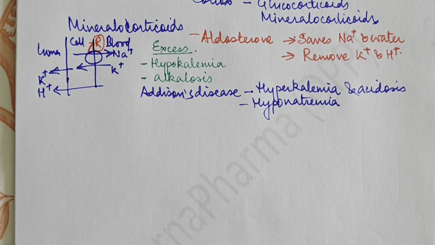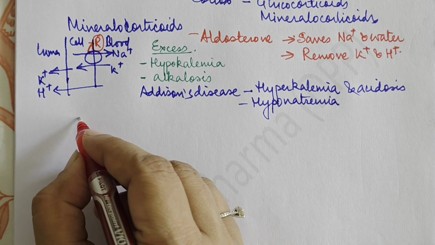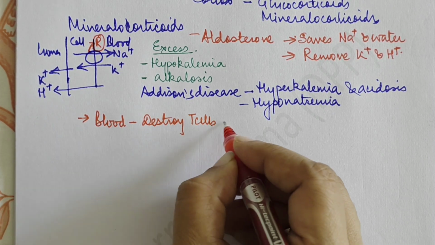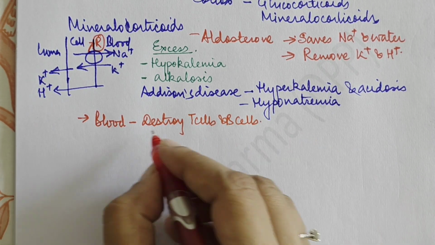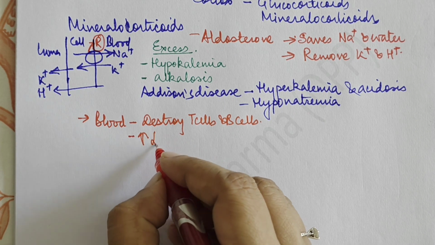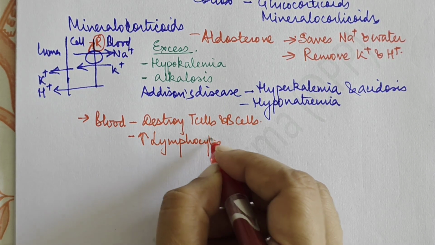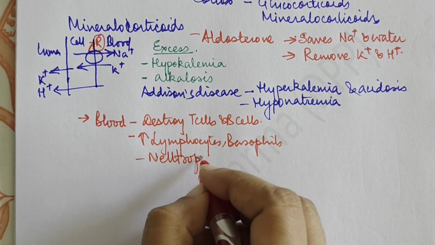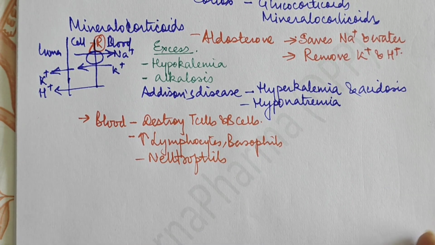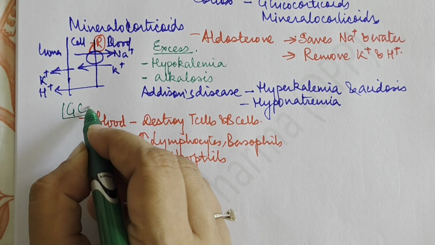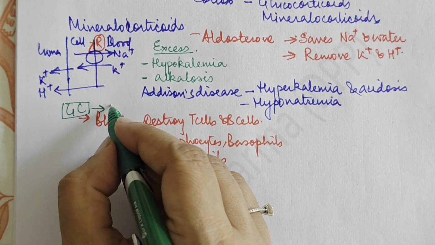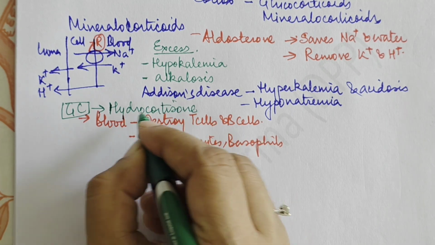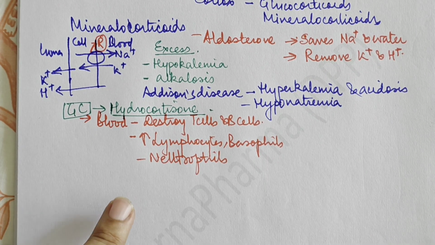Okay, now let us see what are the other effects. So on blood, it is seen that it destroys T cells and B cells, right? It increases lymphocytes, basophils and neutrophils. These I am saying about the actions of glucocorticoid. Sorry, I'll mention here, this was aldosterone, this is glucocorticoid, and in glucocorticoid, the endogenous glucocorticoid is hydrocortisone. Okay, so talking about hydrocortisone on blood, this is the action.